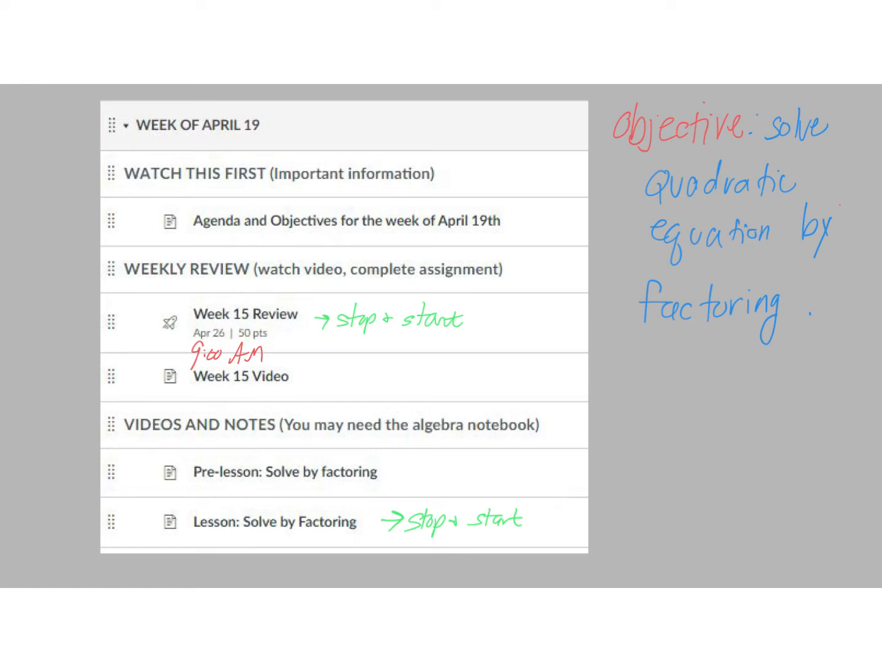Hello, this is our agenda and objectives for the week of April 19th. Our objective for this week is to be able to solve a quadratic equation by factoring.